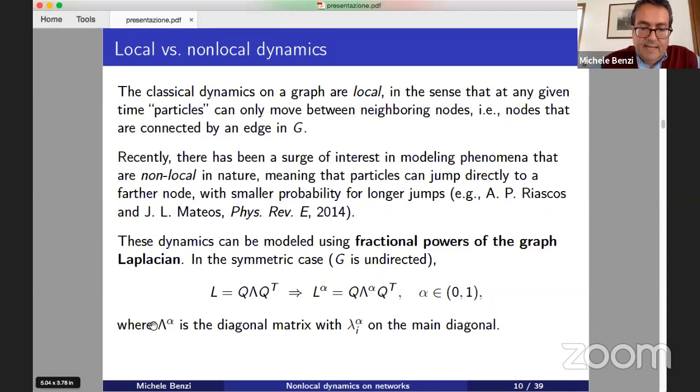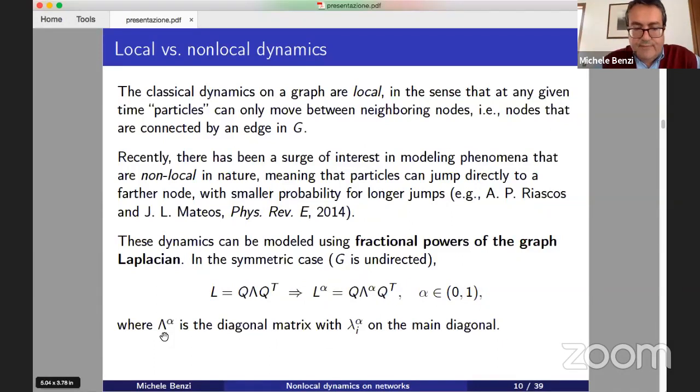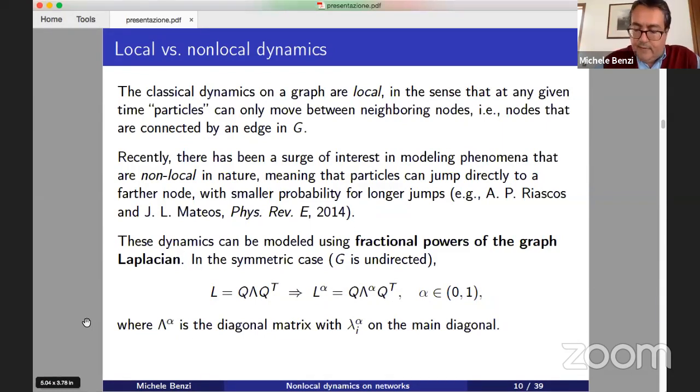And so if we define as capital Lambda the matrix of eigenvalues, then the alpha-th power of L is simply obtained by taking Q times the alpha-th power of Lambda times Q transpose. Here alpha is a real number between 0 and 1. The matrix Lambda to the alpha, of course, is just a diagonal matrix that has the alpha powers of the eigenvalues on the main diagonal. So this is just a standard matrix function for a diagonalizable, in fact, a symmetric matrix. So this does not present any difficulty.